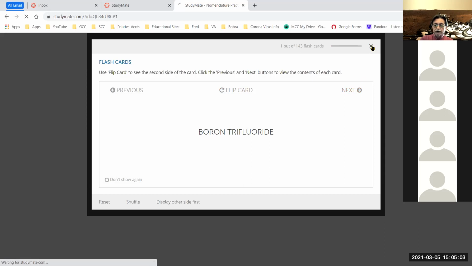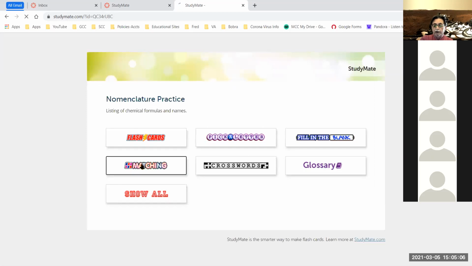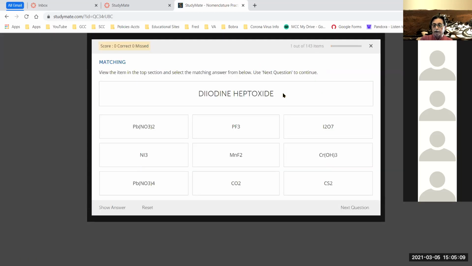Now, the other one that works pretty good, I kind of like, is the matching. You have a name here, in this case, diiodine heptoxide. So you look for the formula. We got iodine and oxide, so it's I-O, and here's I-O only, so it can't be the others. Then it says diiodine, so that's consistent. And then hepta is 7. So boom, there it is. I got it. Otherwise, if I click a wrong answer, let's say this one, it says no, it's wrong.